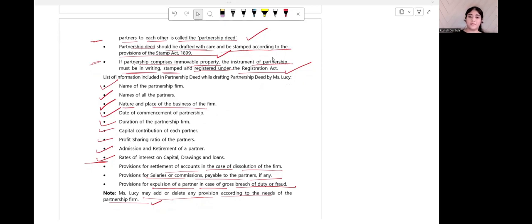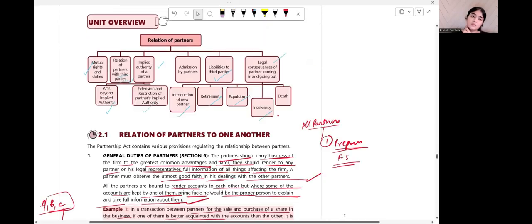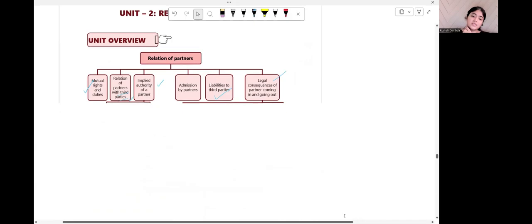Okay. Now, let's go ahead. Now we'll go to unit number 2. Relation of partners.